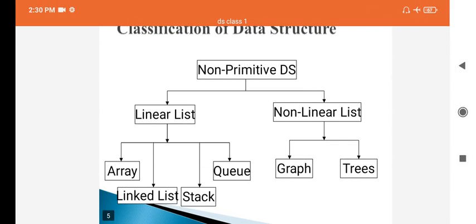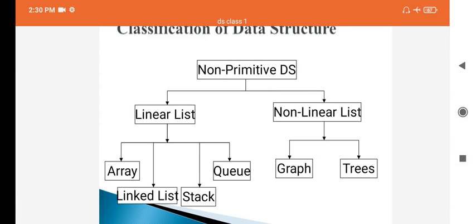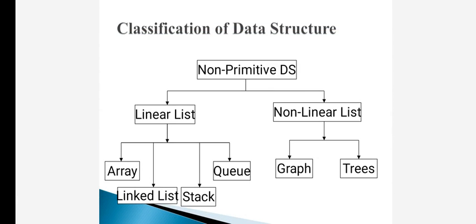Now, non-primitive data structure can be further divided into two subcategories. One is linear list and another one is non-linear list. Linear list can be further divided into subcategories like array, linked list, stack, and queue. Non-linear data structure can be further divided into subcategories like graphs and tree.